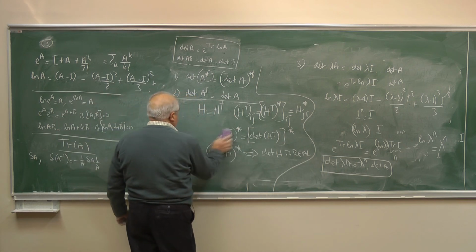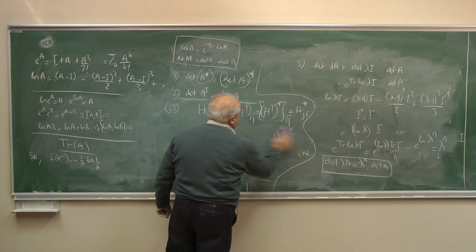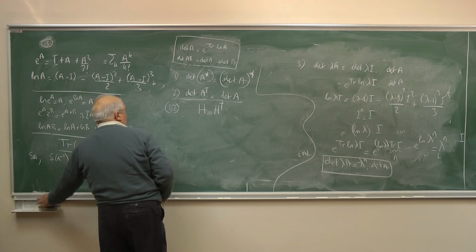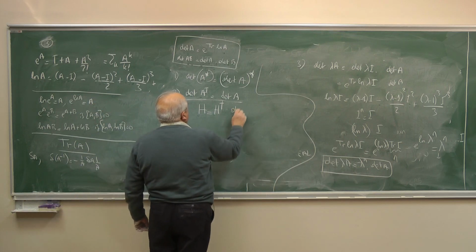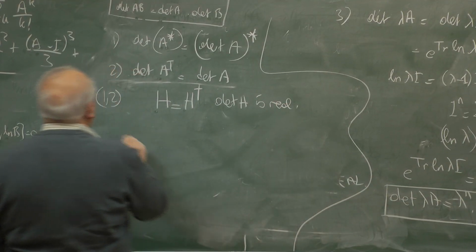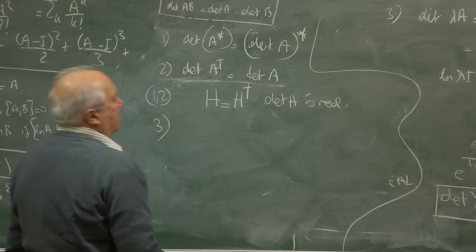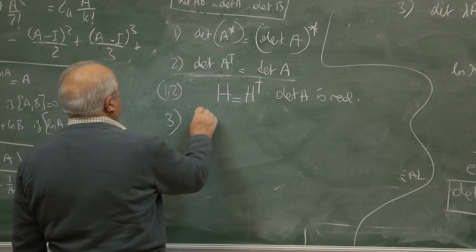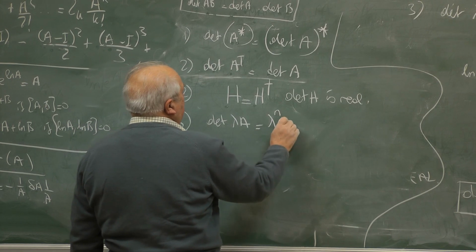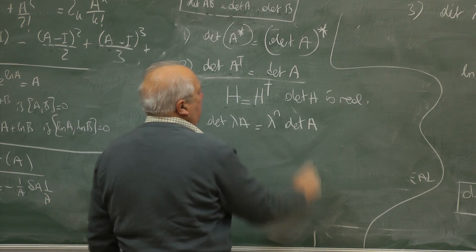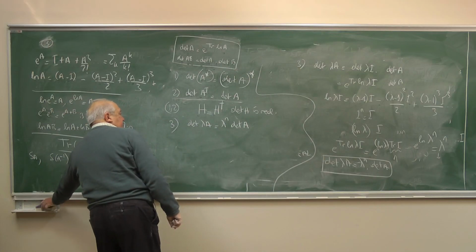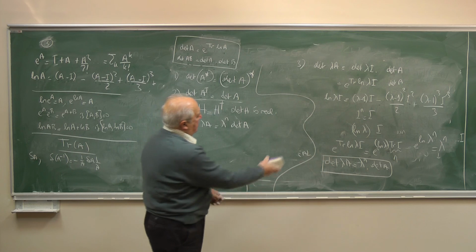I can erase these. Determinant H is real. 3. Determinant lambda A is equal to lambda to the n times determinant A. So I don't need this anymore.